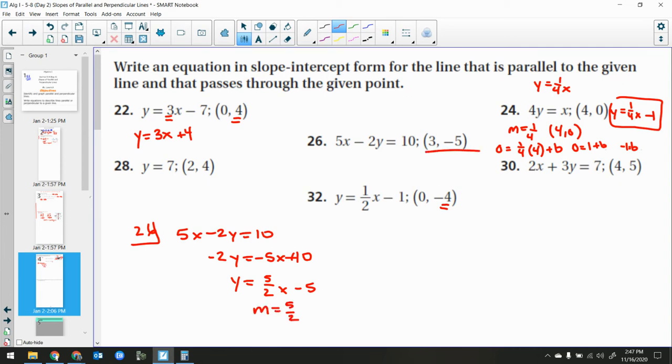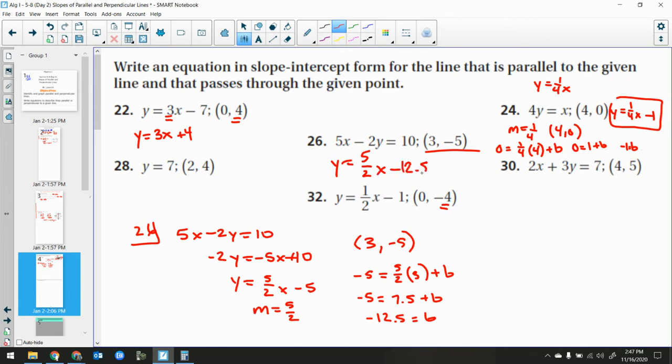And I know I want it to run through (3, negative 5). Okay, so I say y equals, let me just double check that. Subtract the 5, divide by 2. Yep. y equals m, 5 over 2, times x plus b. All right, so negative 5 is equal to, let me multiply this in my head here, 15 over 2. That's 7.5 plus b, so negative 12.5 is my b value. So my equation is y is equal to 5 over 2 x minus 12.5.